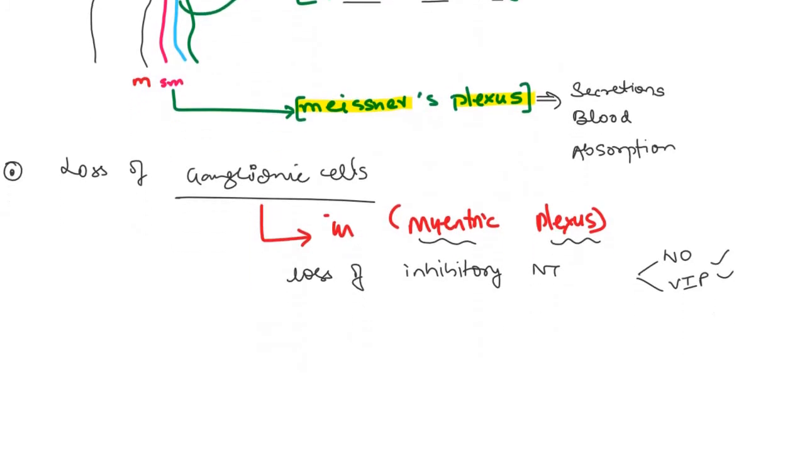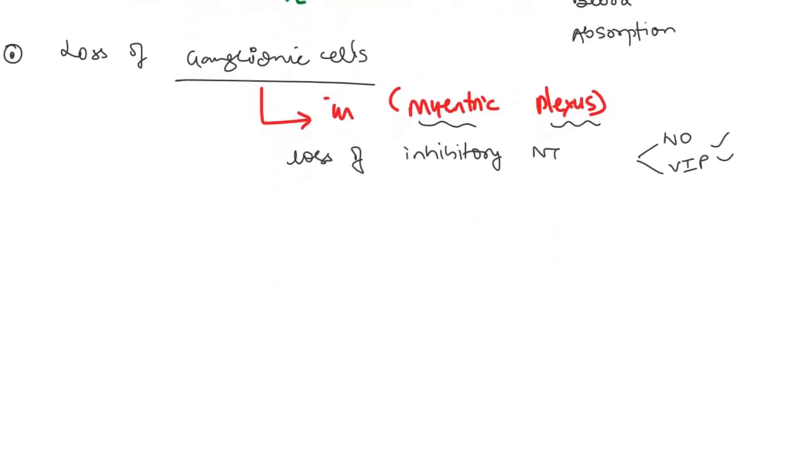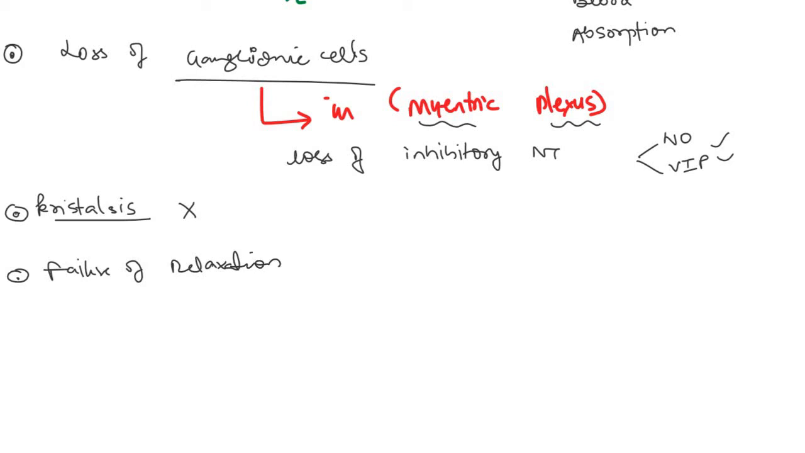You just need to know that in case of achalasia cardia, there is loss of ganglionic cells in the myenteric plexus, and as a result the peristalsis is not regulated, or you can say there is absent peristalsis, and there is failure of relaxation of the lower esophageal sphincter.